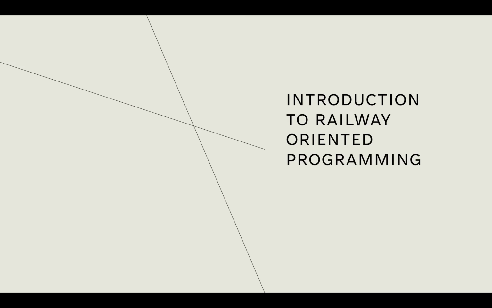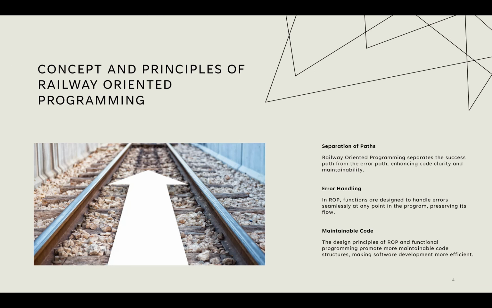Railway-oriented programming is a paradigm that emphasizes the use of functions to handle data flow and errors distinctively. It visualizes the computation as a railway track where different paths represent successful and error outcomes. At its core, ROP separates the success path from the error path, allowing for cleaner and more maintainable code. Functions are composed in a way that errors can be handled at any point without interrupting the flow of the program.